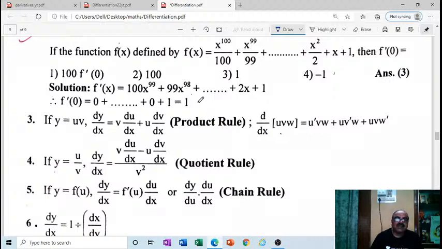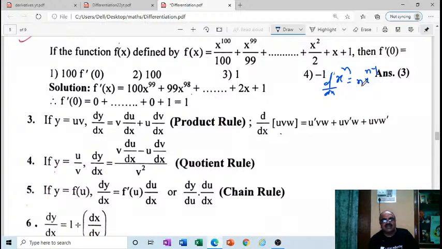You need to be very clear about this. We use a formula here: the differentiation d by dx of x power n is n into x power n minus 1. So f dash of x is equal to 100 into x power 99, plus 99 into x power 98, and so on and so forth, and the last value x square gives 2x, and x differentiates to 1, and 1 will give 0.